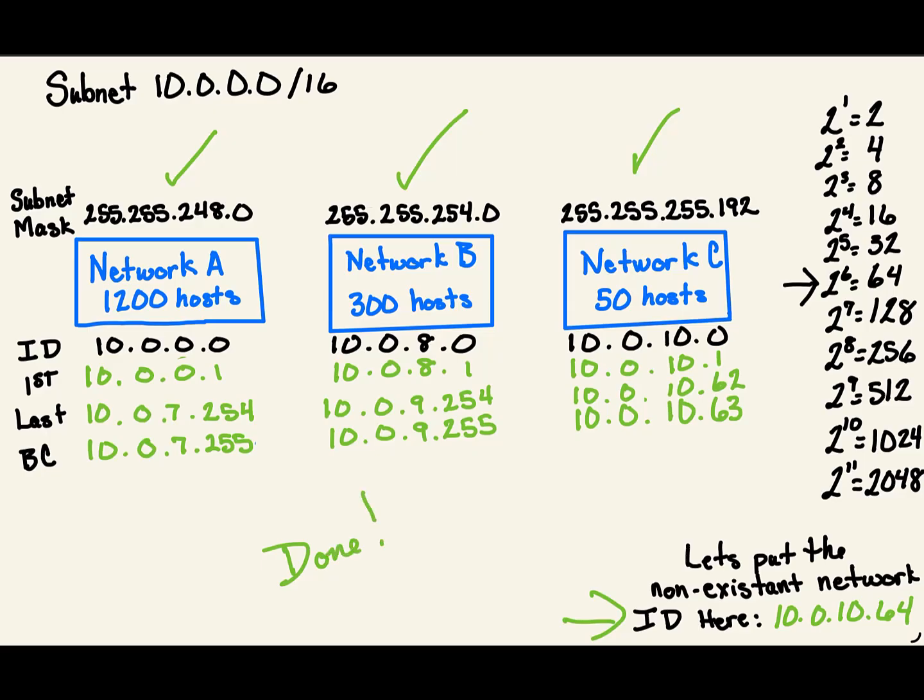All of our networks are now complete. And that's VLSM with Class B addresses. Same block size, same method, just applying it across the third octet.